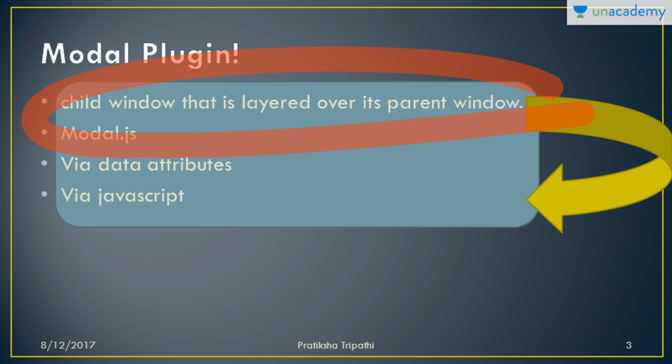All the pages open on the home page. If you do not have a home page, then where will you open other pages? That is because of modal.js. So you have a home page, and on it different pages open. Like Facebook has one home page, and other pages like messages and notifications open on it. Here Facebook is the parent window, and the other pages are child windows. The usage is that you can use it via data attributes or using JavaScript. These are the two basic ways by which you can use modal.js or modal plugins.